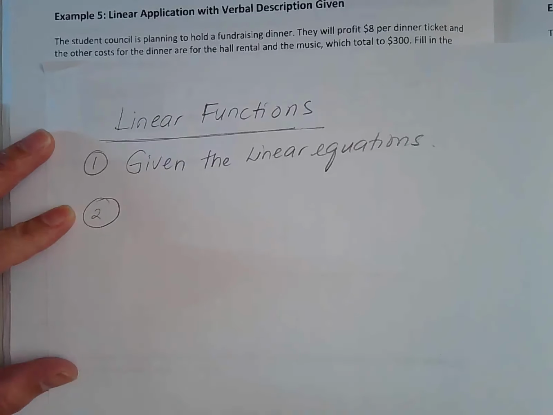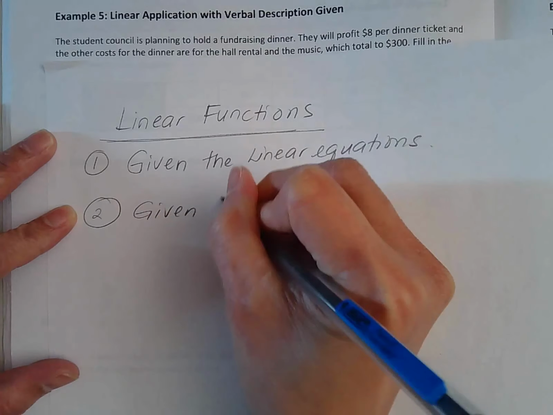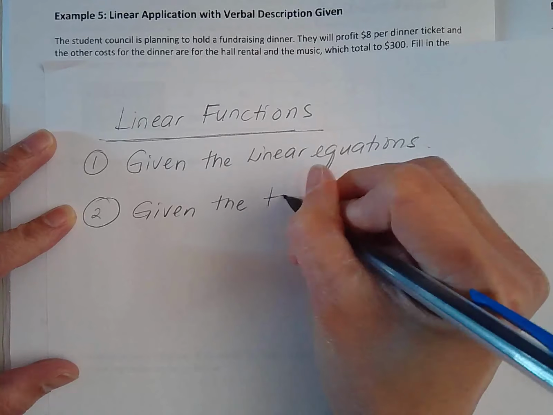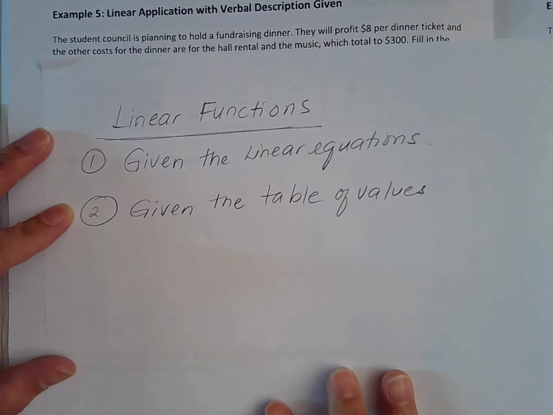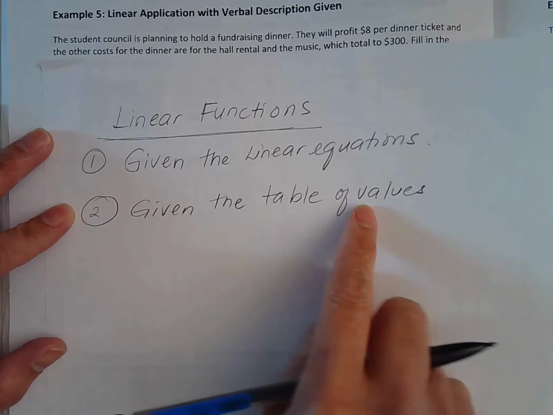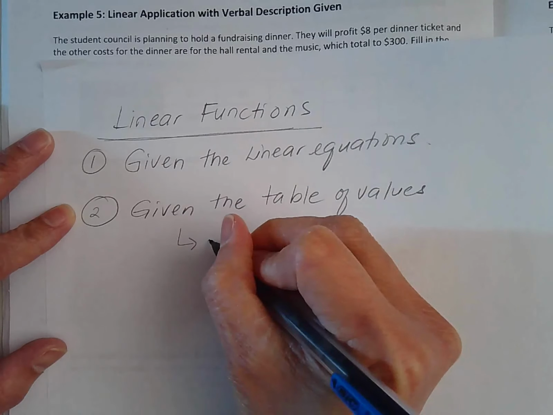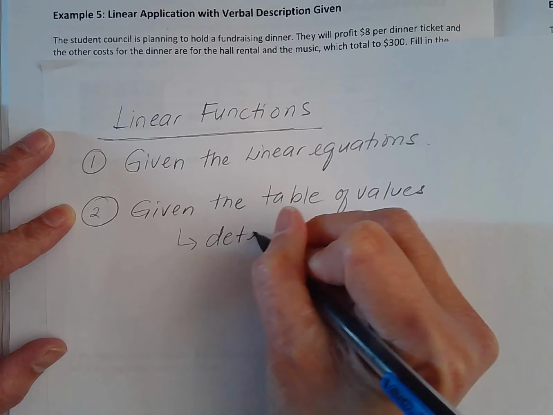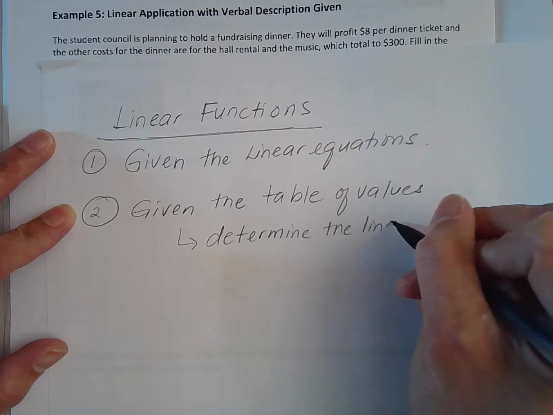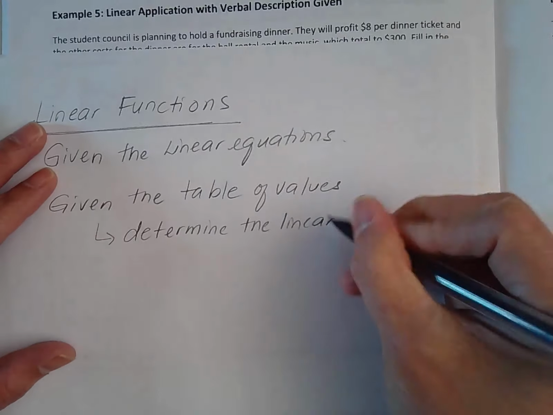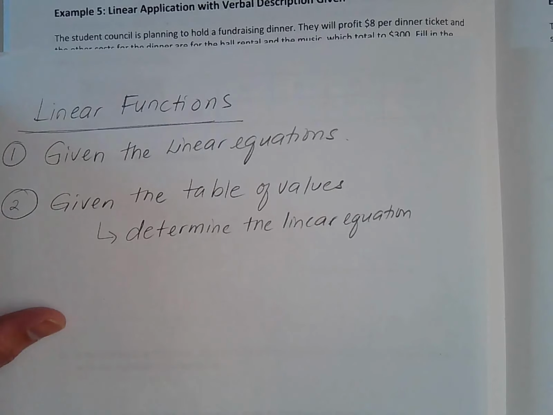Then the one that we did yesterday, we were given the table of values. And because we don't have the equation, the very first thing that we had to do is to determine the linear equation. So that's what we did.